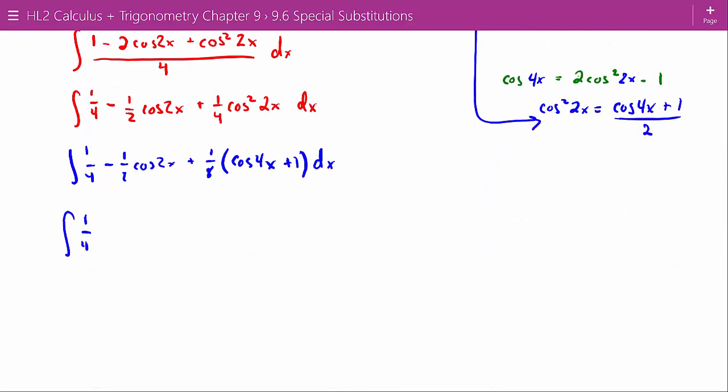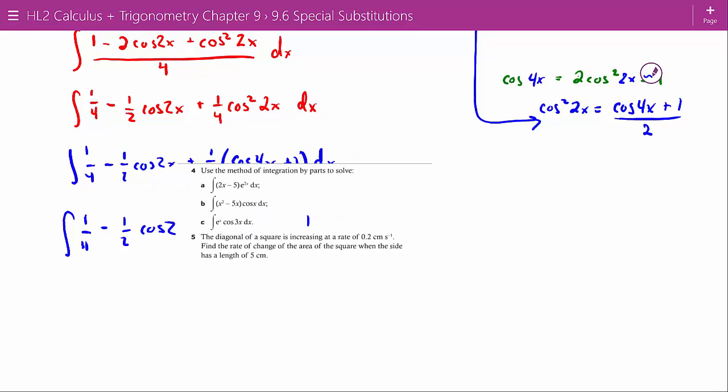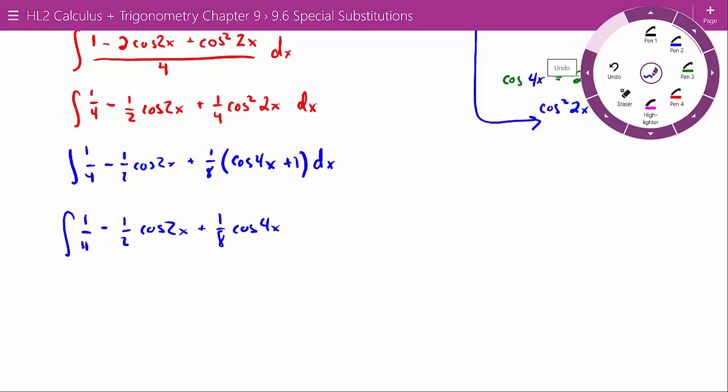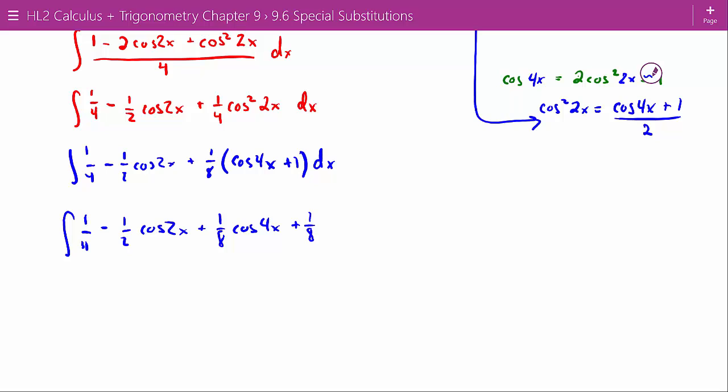And before I take any antiderivatives at all, I'm going to expand just a itty bit further. And 1/4 plus 1/8, that's 3/8. So let's just combine some like terms.